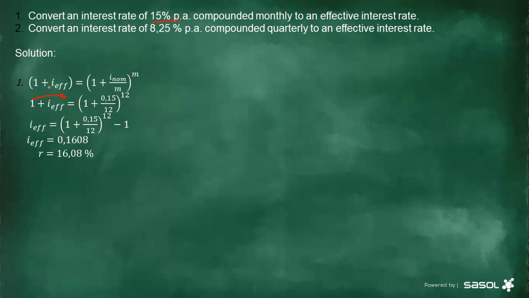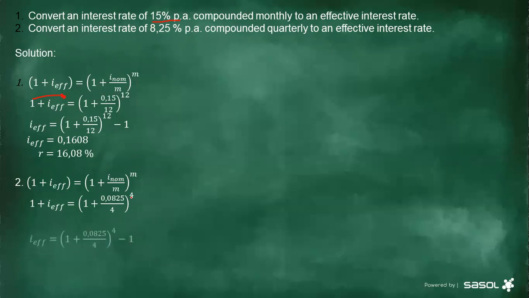16.08%. Another question, convert an interest rate of 8.25% per annum compounded quarterly to an effective interest rate. Let's see. You then substitute, and because it's compounded quarterly, you see 4 there. And then you transpose that 1, and this is what you're going to get. Now you multiply that with 100, then it's going to give us the interest rate as 8.51%.